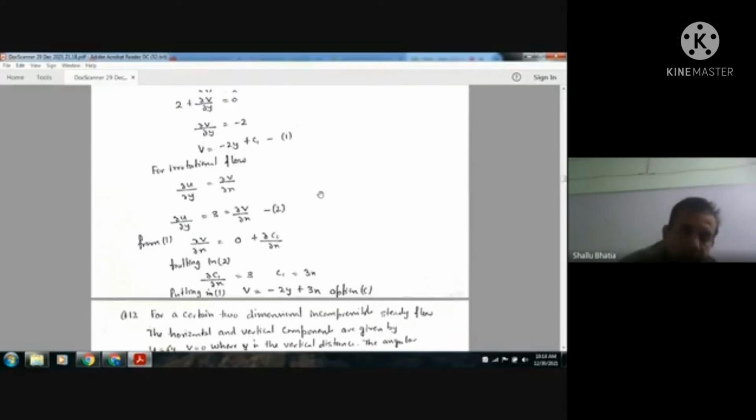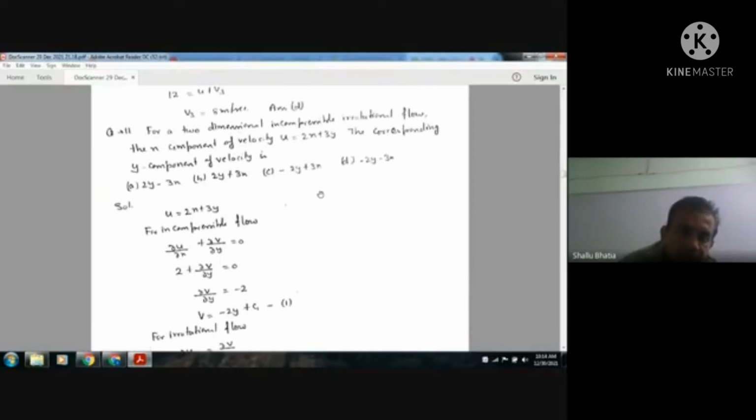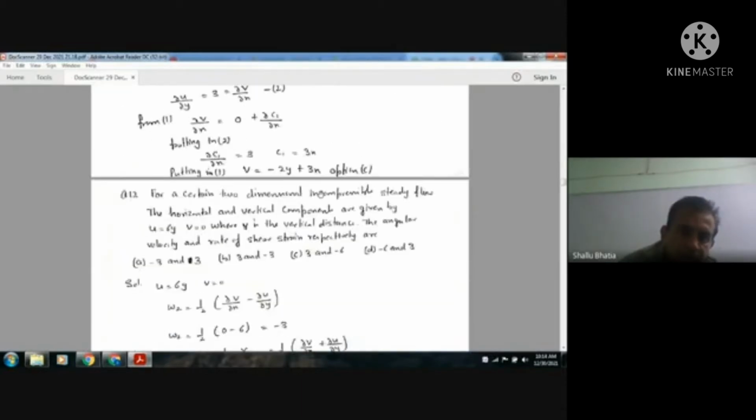So the equation for v is minus 2y plus 3x, option C. Putting it in 1, option C. So minus 2y plus 3x, option C is the right one.